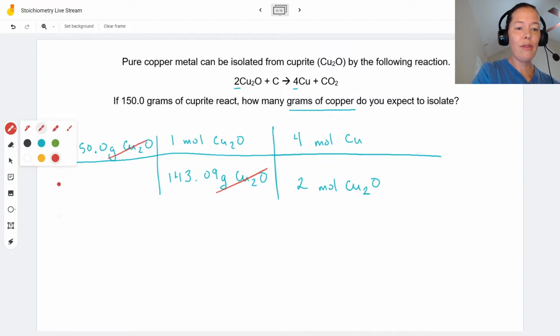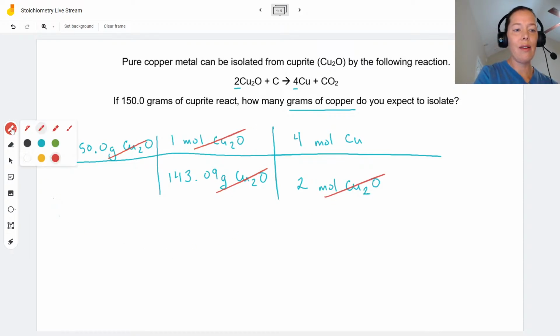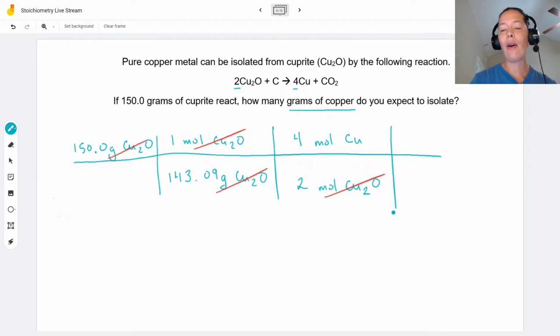Okay, so let's first show that my units have canceled like I'm expecting them to. So there's my moles of Cu2O, and it is canceling there. Okay, great. Now I have moles of copper, but of course the problem has asked me for grams of copper, so I have one more step, and that is to convert my moles of copper into grams of copper. At least this molar mass you can really just pull from the periodic table, and that is 63.55 grams per 1 mole.